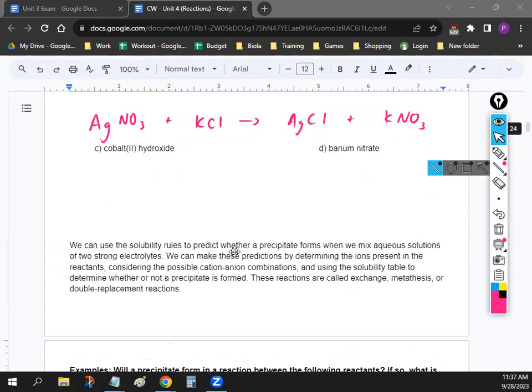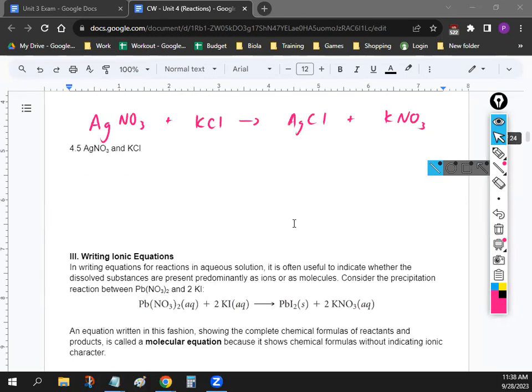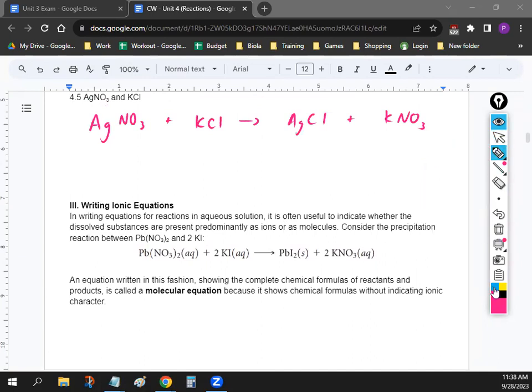No, it is not. If you look at the chart, with Cl, it is usually soluble, unless it bonds with Ag. So AgCl is insoluble, and this is going to be your precipitate. And if you remember, KNO3, anything with nitrate is going to be soluble, and anything from the alkali metals is also going to be soluble. So this one is always soluble. It's made out of two soluble things. Double soluble.